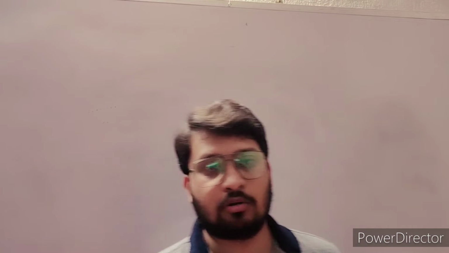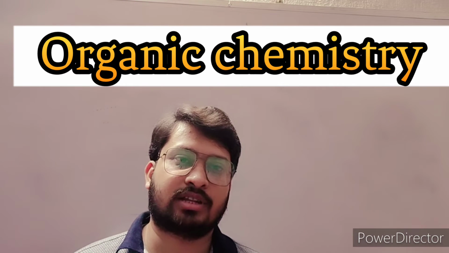D block elements can form interstitial compounds, complex compounds, and colored compounds, and they can show variable oxidation states. What is the reason behind that? That is also important. The reducing agent and oxidizing agent character of d block and f block elements is also very important. So those are the very important points of d and f block elements. Okay, so the next one is aldehyde, ketone and carboxylic acid.